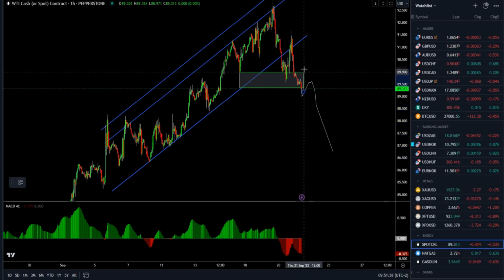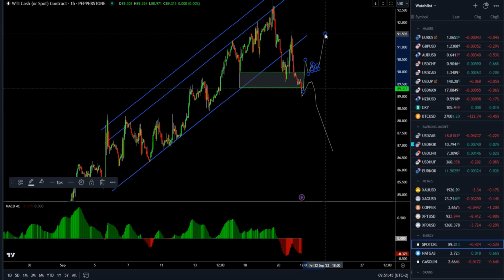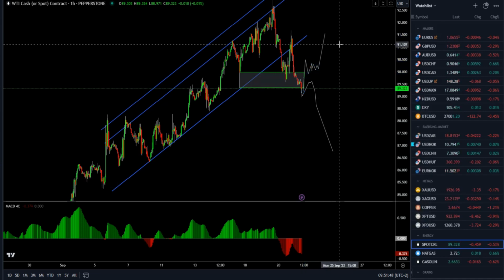Here, alternative scenario, if market reacts back and then builds some consolidation, there is a transfer test of 91.53.